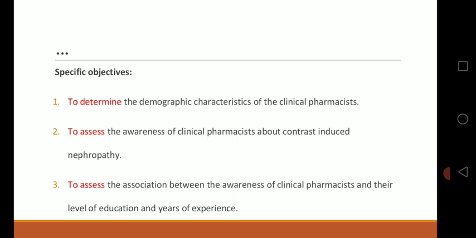طيب the second objective قلنا فيه description لل purpose of our study هيقوم يكون شنو to assess the awareness of clinical pharmacists about contrast induced nephropathy. تمام اللي هي دي الحاجة that we want to study. تمام أو the purpose. خلاص بعد ذاك the third objective في الحالة دي هيكون to assess the association between the awareness of clinical pharmacists and their مثلا level of education and years of experience أو whatever that you are studying أو whatever that you want to achieve أو you want to study.